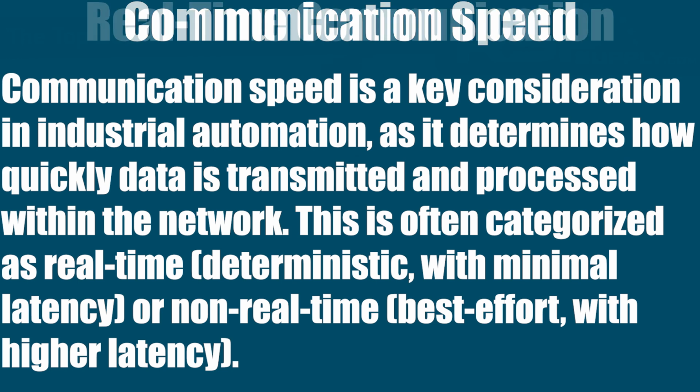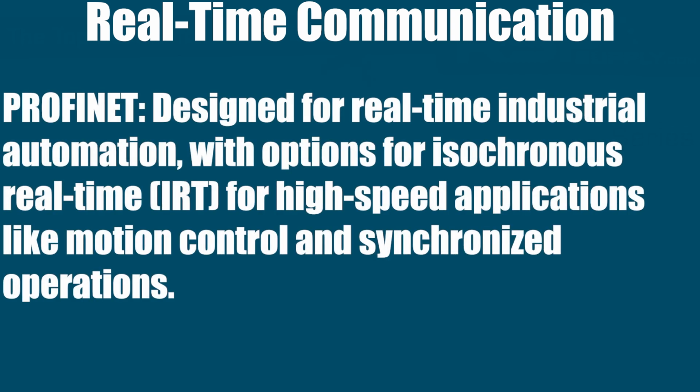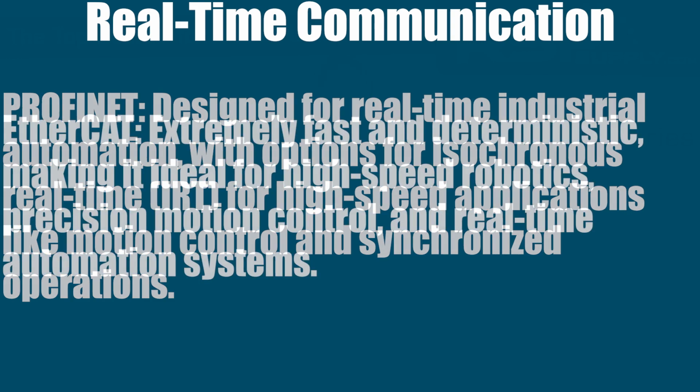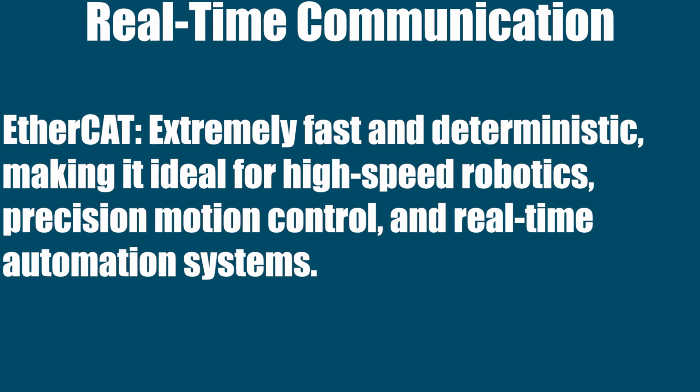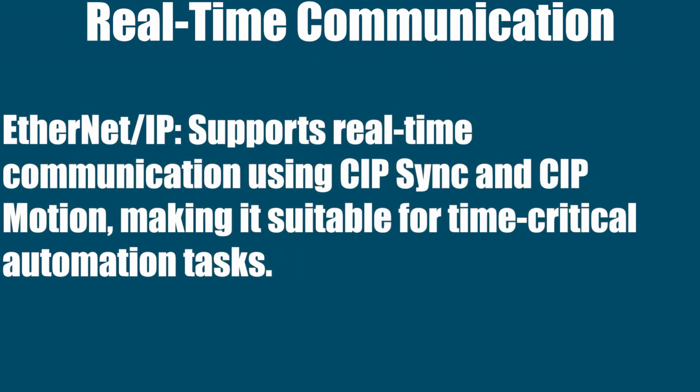with higher latency. So for real-time communication within automation, we're going to use a lot of Profinet, since it's designed for real-time industrial automation, with options for isochronous real-time, IRT, for high-speed applications like motion control and synchronized operations like robotic arms and conveyance. EtherCAT is also for high speed. It's extremely fast and deterministic, which makes it ideal for high-speed robotics, precision motion control, and real-time automation systems. Ethernet IP also supports real-time communication using CIP Sync and CIP Motion. This makes it suitable for time-critical automation tasks.